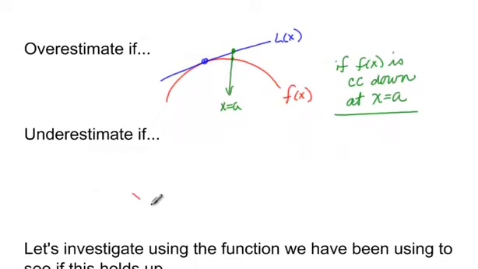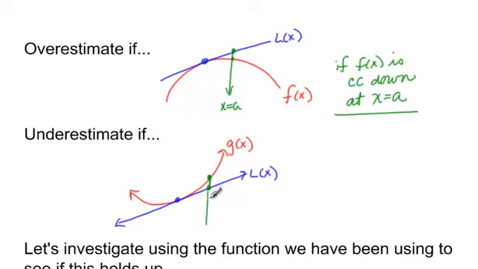So if we have a concave up function, and I'm going to call this one g of x, and we have a linearization that happens like this, and I'll call this L of x again. Right now what we get is we get an underestimate. If this is our a value, we're using our linearization as our estimate, but it's below the actual value, so we have an underestimate if f of x is concave up at x equals a.